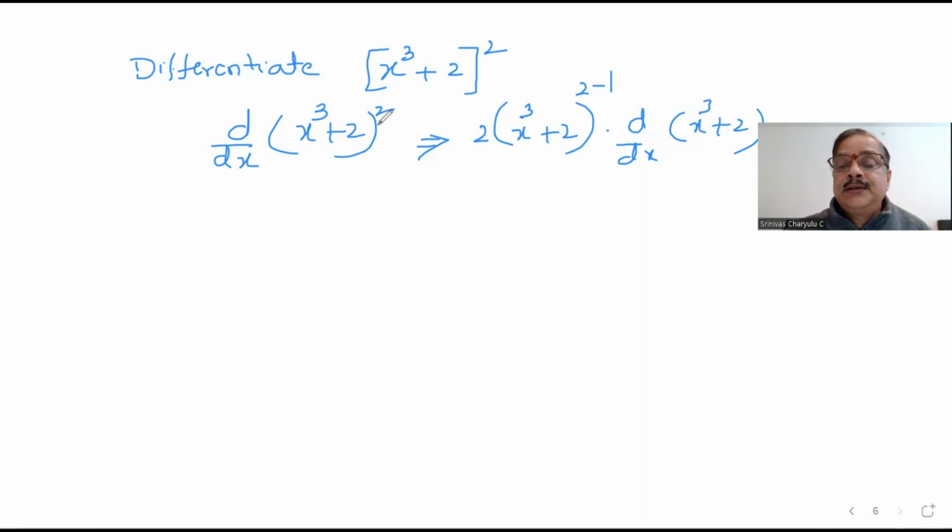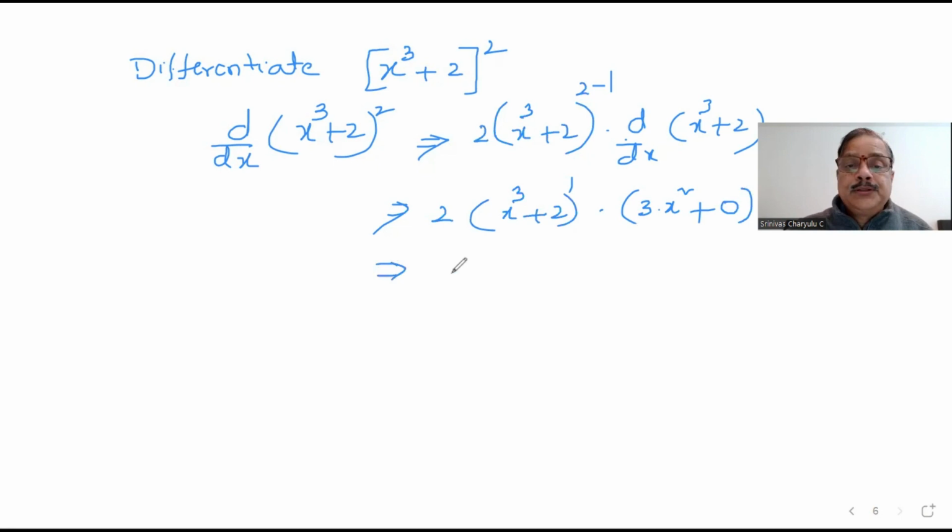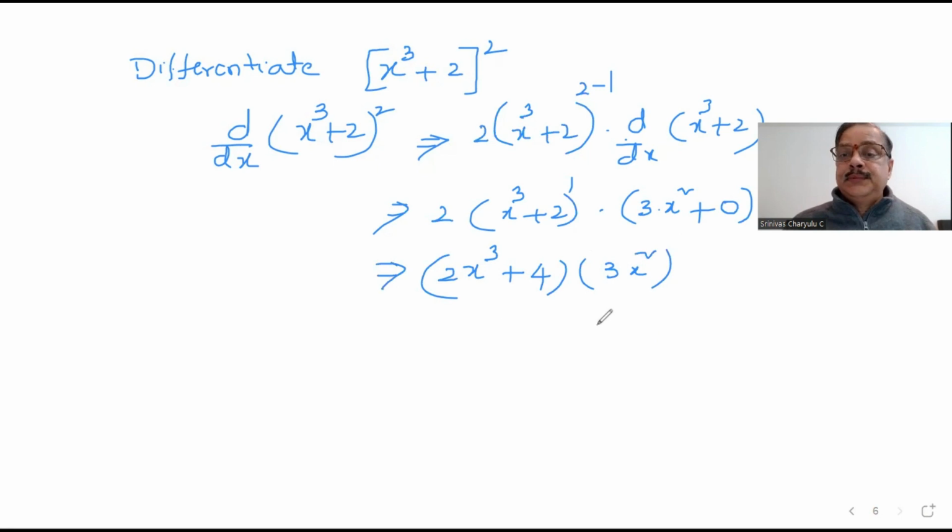So this is another function. First for the power we have done. Next we do it for the internal function. That time we should not write any power here. So 2 into x cube plus 2 whole to the power of 1 into d by dx of x cube, that is nothing but 3x square. D by dx of 2: 2 is a constant number which doesn't vary, so differentiation of a constant is always 0. So this will become 2x cube plus 4 into 3x square. This is the answer.